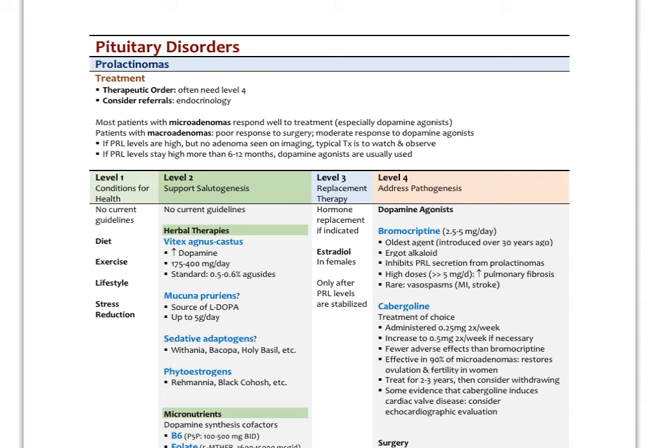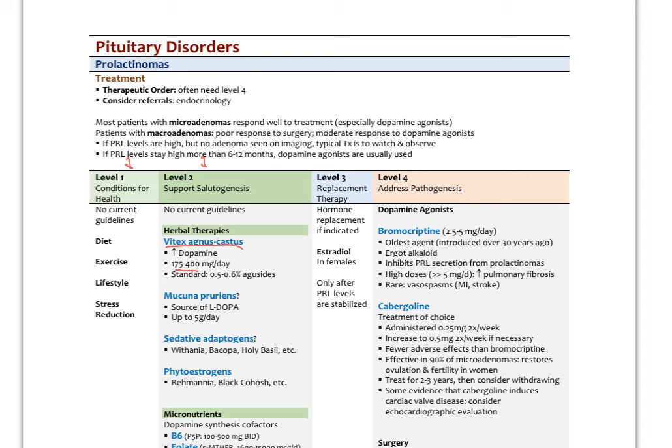If your prolactin levels are high, but you do the imaging and you don't see anything, the typical treatment is to watch and observe. I'm going to use level 1, level 2 therapies in that case. So things like Vitex to increase dopamine. The typical standardized extracts have 0.5 to 0.6% agnusides, and we do between 175 and 400 milligrams a day if you're using those extracts. I also use Vitex tincture, and sometimes I'll use between 10 and 30 drops. A lot of people might say that's a low dose, but I've had good success with that even at the low doses.